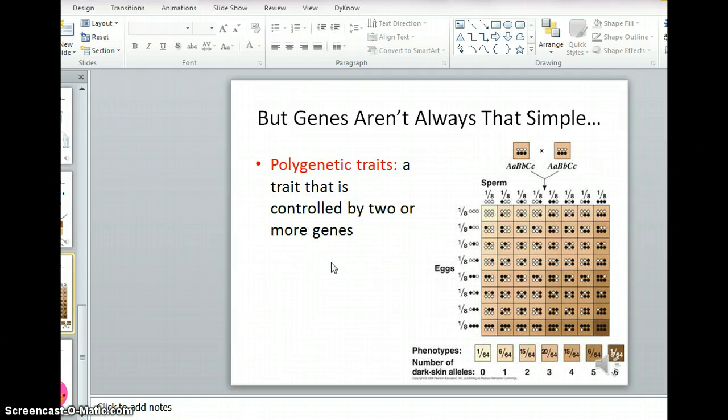Polygenic traits are very common in humans. It means that more than one gene controls a trait. For each of those genes, you have 2 alleles, just like any other gene. Skin color is an example of a polygenic trait.